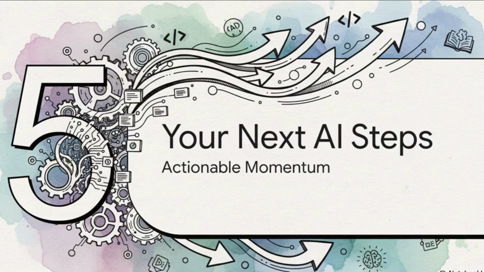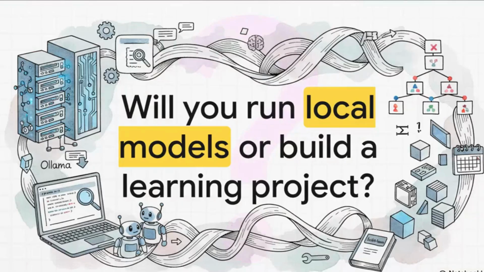Finally, Section 5, your next AI steps. So the crucial point is how you turn all of this into actionable momentum. We've explored the foundational frameworks, the multi-agent orchestrators, and the model hubs. Now it's all about allocating your efforts. The source material leaves us with a direct invitation, and I want to pose it to you to close out our explainer.